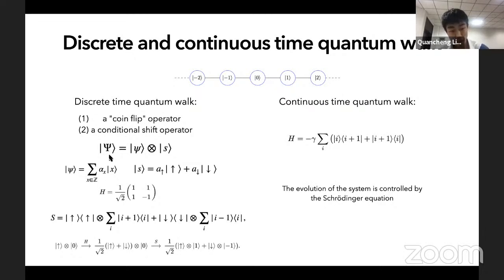So the full picture of the discrete time quantum walk is that first of all, you have the Hadamard matrix that rotates the spin, and then conditioned on the spin, you shift the particle. So this is the discrete time quantum walk. And then there is the continuous time quantum walk. That is, now the system evolves according to the Schrödinger equation.